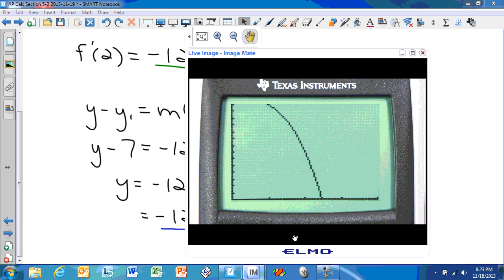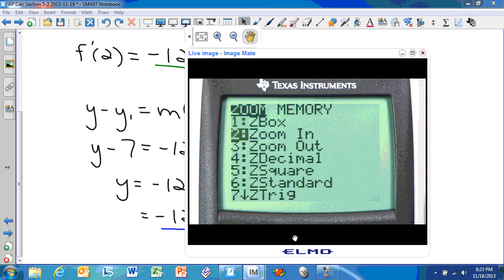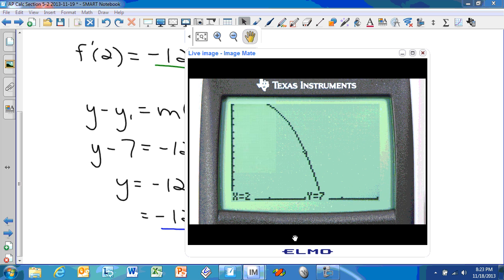And if you wanted a better sketch, obviously you could zoom out, but what I want to do is zoom in on this point at 2, 7. So if you go to zoom and choose zoom in, the nice thing about putting 2, 7 right at the center of my screen is that's where it starts out trying to pick a point to zoom in on. So that's actually exactly where I want to be. So I'll just press enter there.